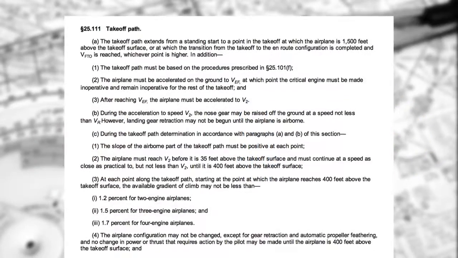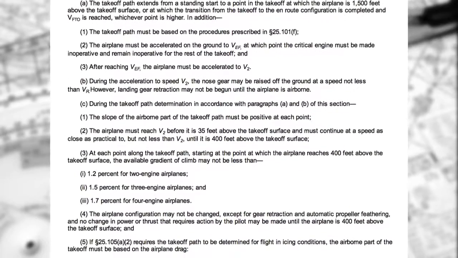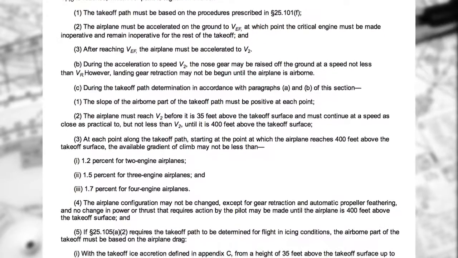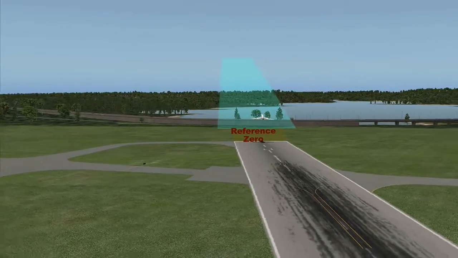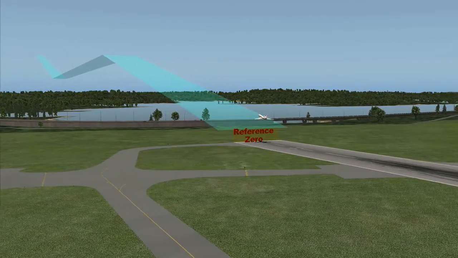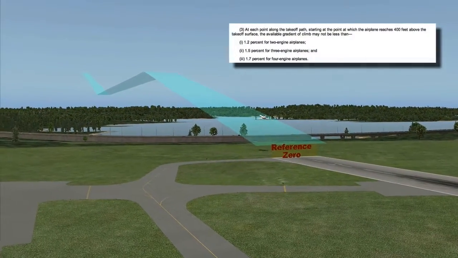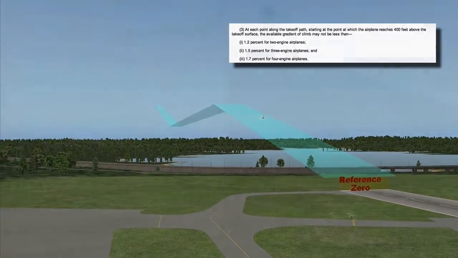FAR Part 25 establishes the certification requirements for transport category aircraft. One requirement is guaranteed climb performance with an engine failure at V1. To help analyze this performance and to standardize certification, the takeoff flight path is divided into segments. Different airplanes have to demonstrate different climb gradients during each of these segments.